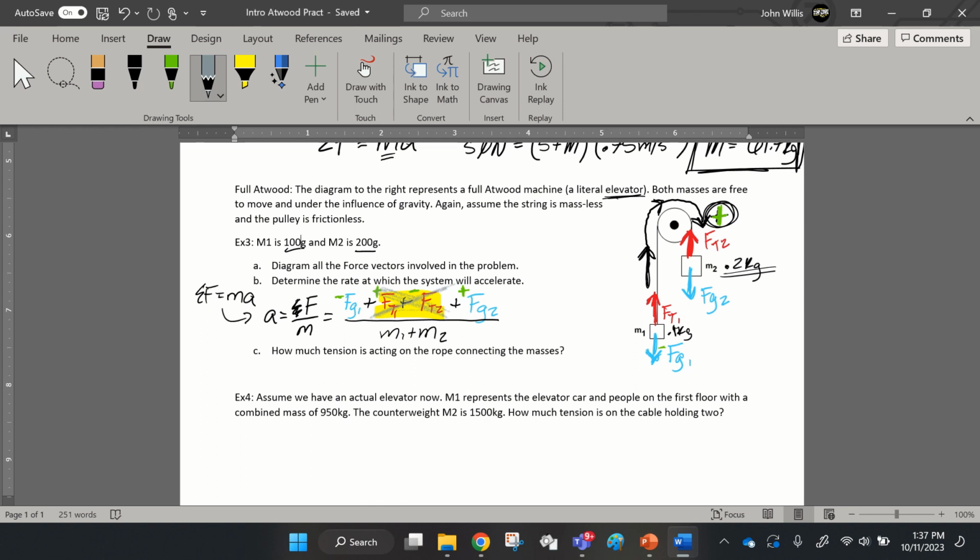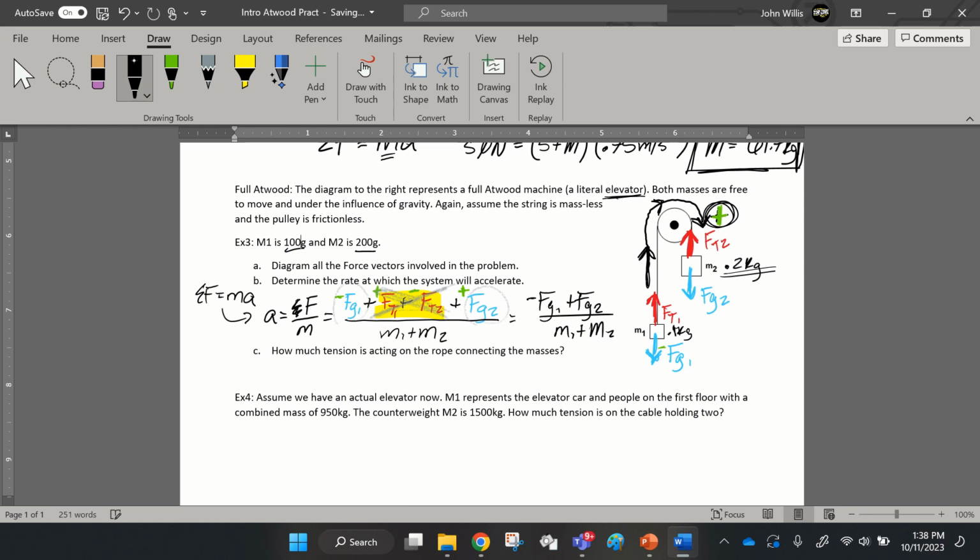We cannot do that with FG1 and FG2 because FG1 was made up of 0.1 kilograms, FG2 is 0.2 kilograms. Those are going to have different weights. They will not cancel. They will reduce because one is positive and one is negative. The total value will get smaller, but really what you're left with is negative FG1 plus FG2 all divided by M1 plus M2. There we go. M1 plus M2.